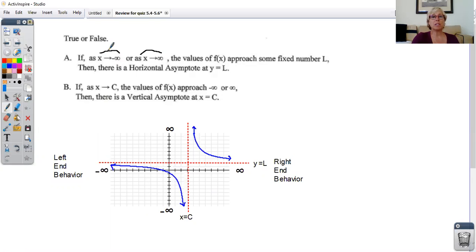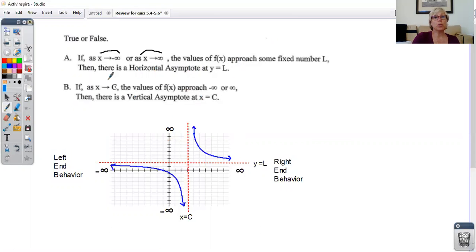What this means is that you're looking at the left side of the graph. And as you look at the left end behavior, that curve is either going to go up to positive infinity, down to negative infinity, or level off at the horizontal asymptote. So if the left end behavior levels off at the horizontal asymptote, and the right side does also, that means you have a horizontal asymptote at y equals L.